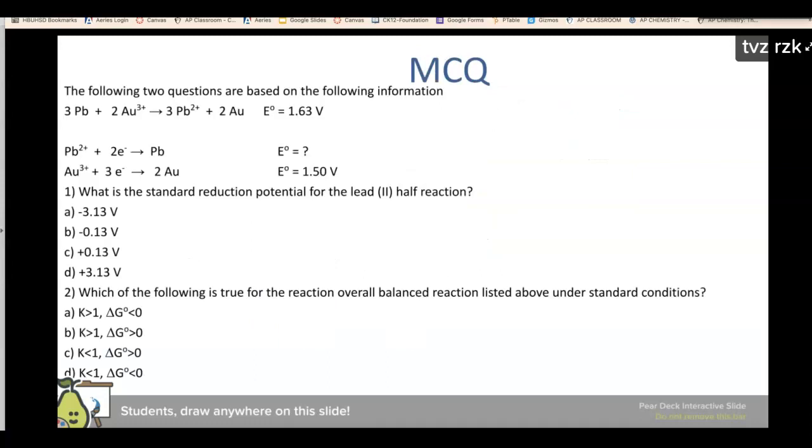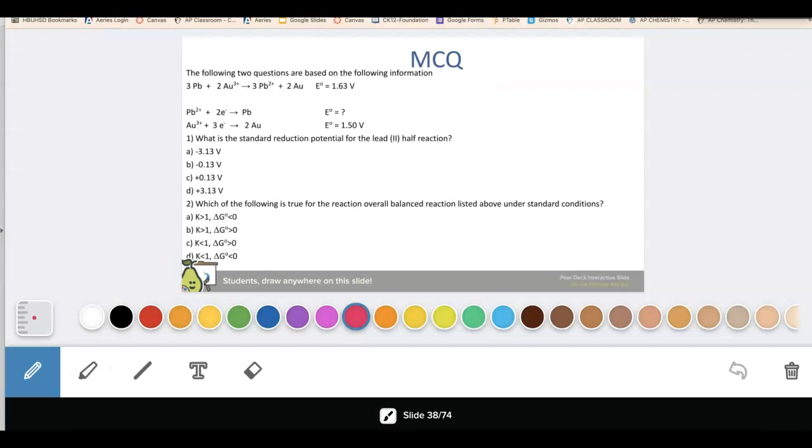Okay, more practice. The following two questions are based on this lead-gold redox reaction. Before we do anything, let's figure out who's doing what. Gold is being reduced and lead is being oxidized. So this is my reduction half reaction, and this is my oxidation half reaction. Basically, when you combine these, you should get 1.63, right? So this is what? 0.13, because 1.5 plus 0.13 is 1.63.